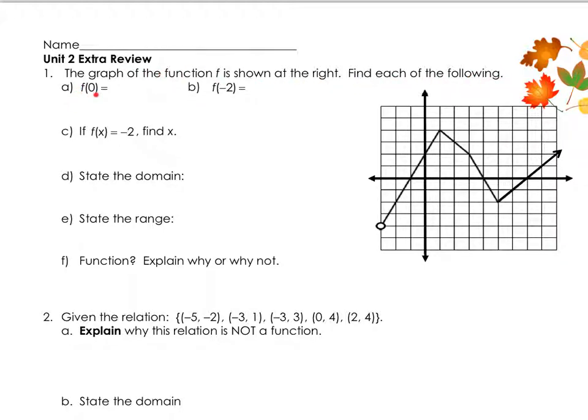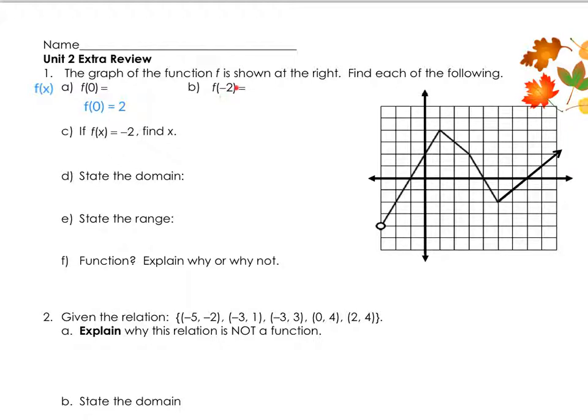So if I'm looking for f of 0, normally it's written as f of x. That means that where x used to be, there's a 0. So my x value is 0. If I don't go left or right at all, that's an x value of 0. Where do I have to go to get to the function? Well, up 1, 2. So the y value that goes along with that is 2. So f of 0 equals 2.